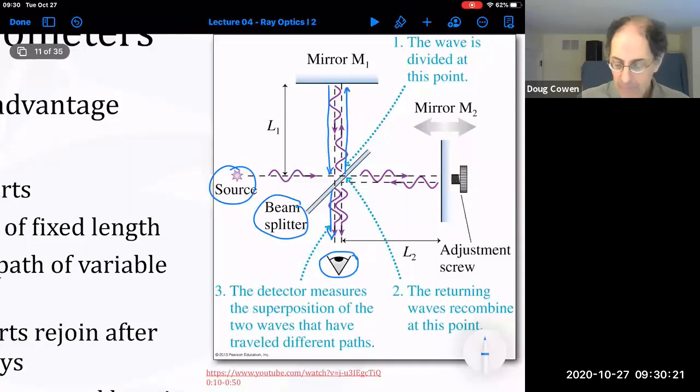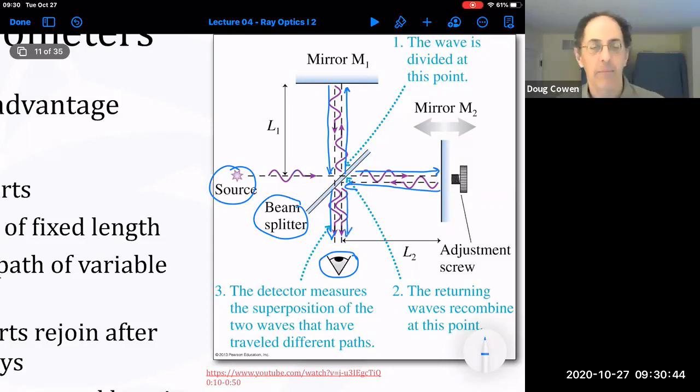eyeball here. In the meantime, light from the source can also go through the beam splitter and travel along this other path horizontally, a distance L2 going out and then a distance L2 coming back, at which point some of that light can reflect off of the beam splitter and travel down again to the detector.